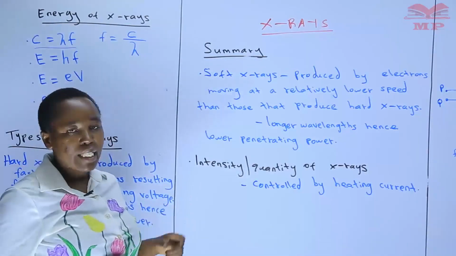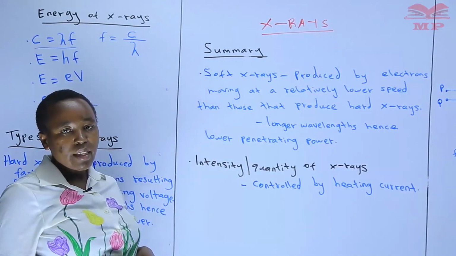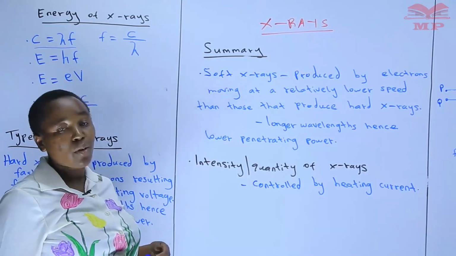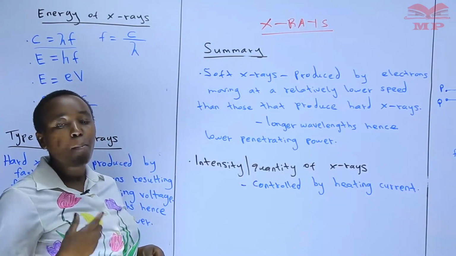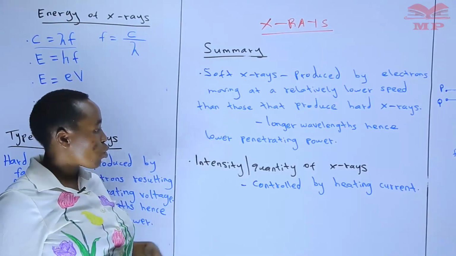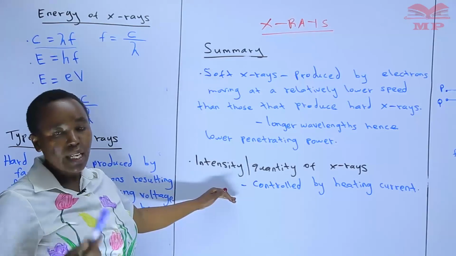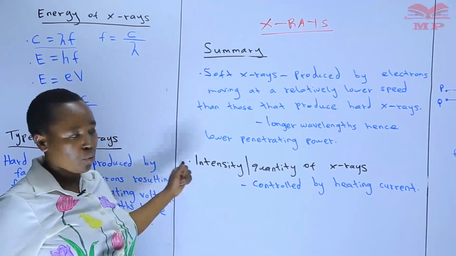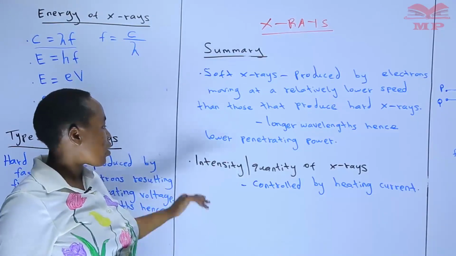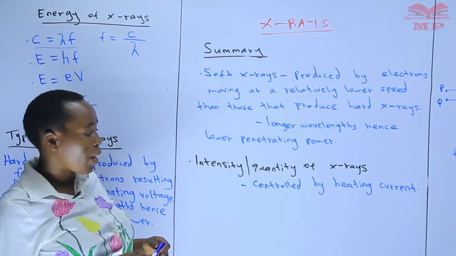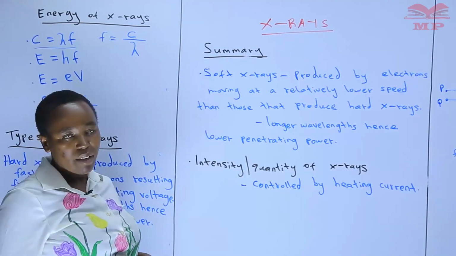So when you increase the heating current, then it means that more electrons will be emitted at the cathode, and therefore more X-rays will be produced. So the more the heating current, the more the electrons emitted, and therefore the more the X-rays produced, and vice versa. So that is on the intensity or the quantity of the X-rays controlled by the heating current.